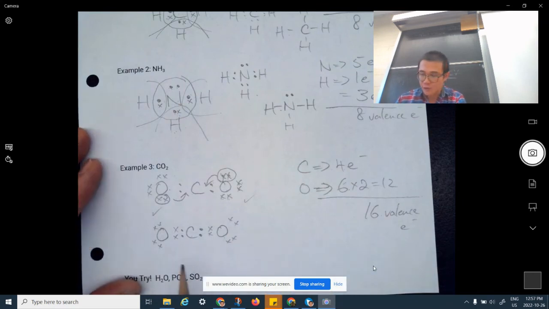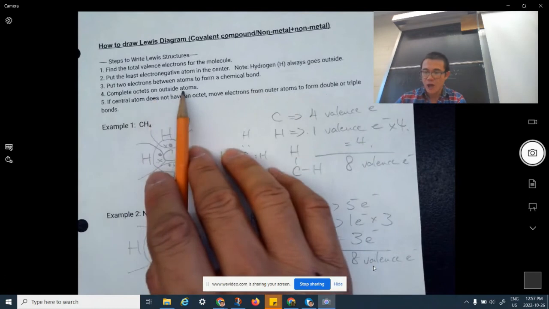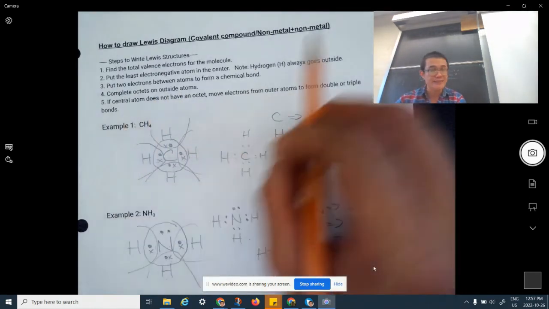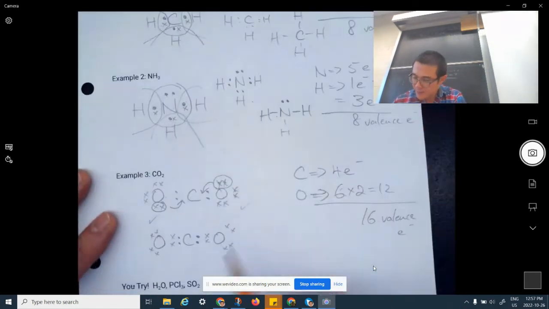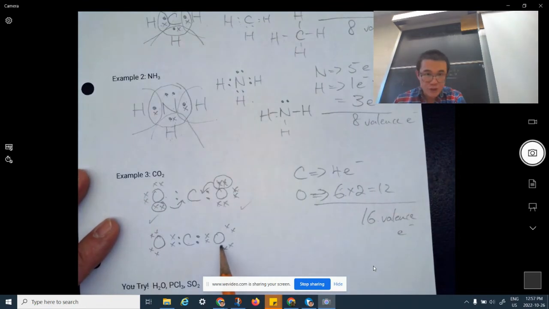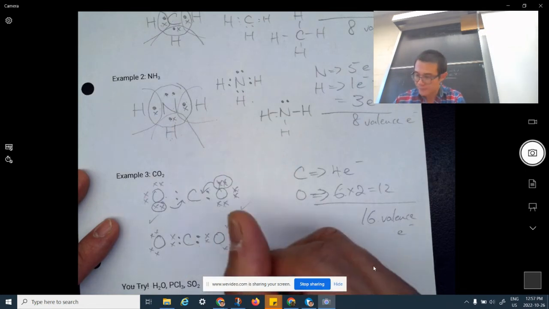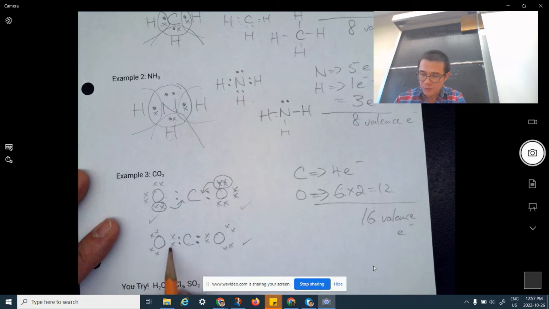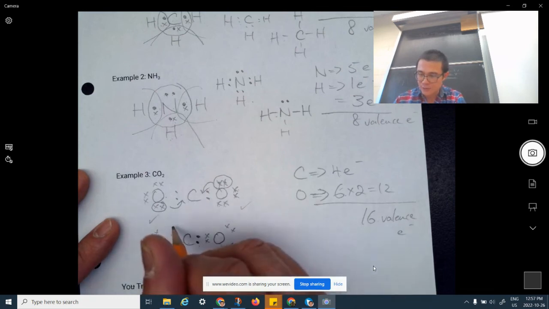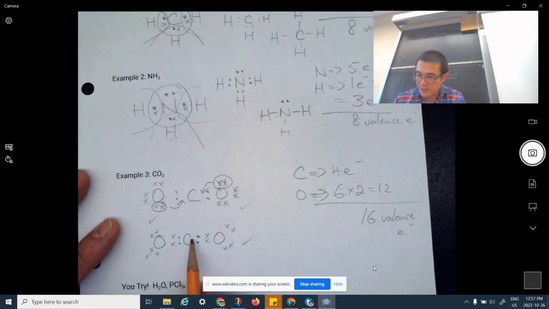So right now, let's go back and check. Let's see if the oxygens still have a full octet, and if the central carbon still has an octet. This oxygen here has 1, 2, 3, 4, 5, 6, 7, 8 electrons, so this is good. This one here has 1, 2, 3, 4, 5, 6, 7, 8. So this one is also good. The central carbon has 1, 2, 3, 4, 5, 6, 7, 8. So this carbon is also good. So this would be a good Lewis dot diagram.